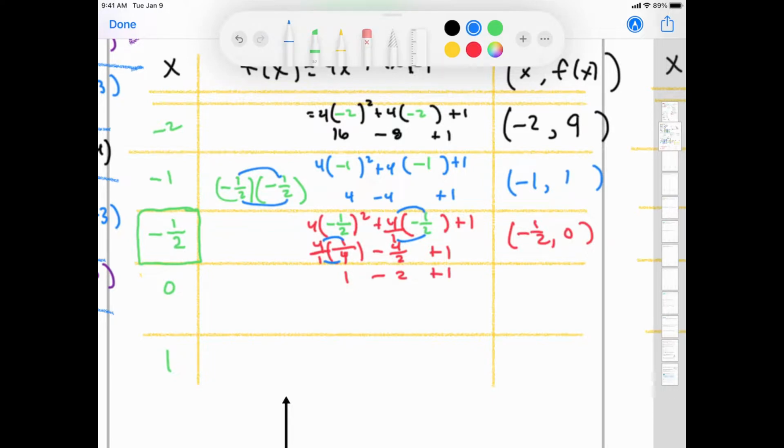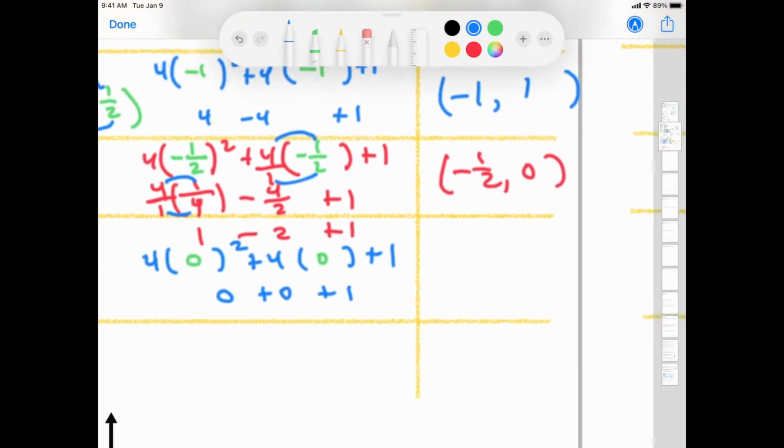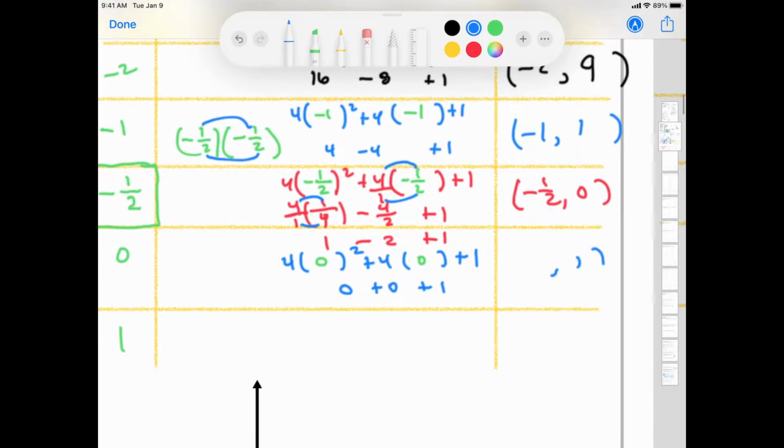Let's go ahead and do the problem here. We're going to substitute in x equals 0. So 0 squared is 0. 0 times 4 is 0. 4 times 0 is 0, and plus 1. So 0 plus 0 plus 1 is 1. When we put in 0, the answer was 1.